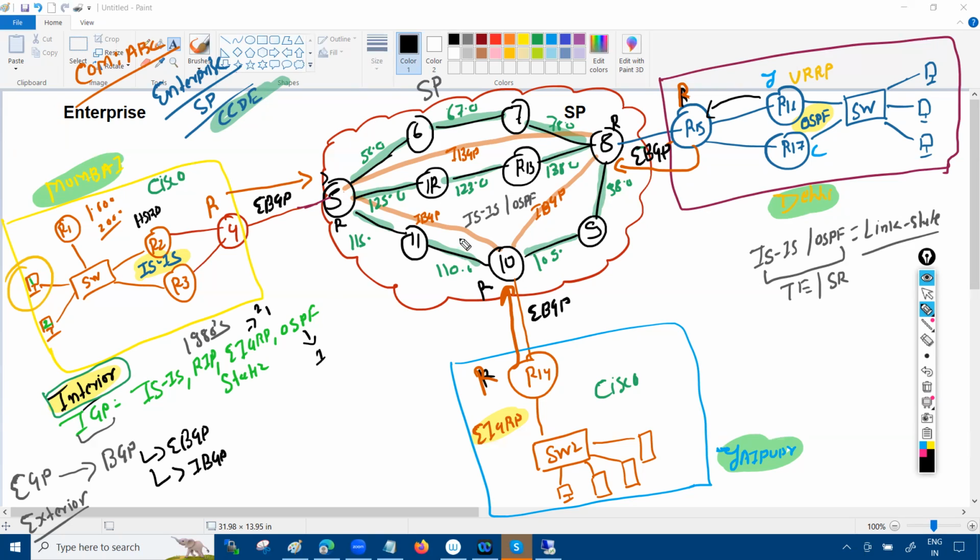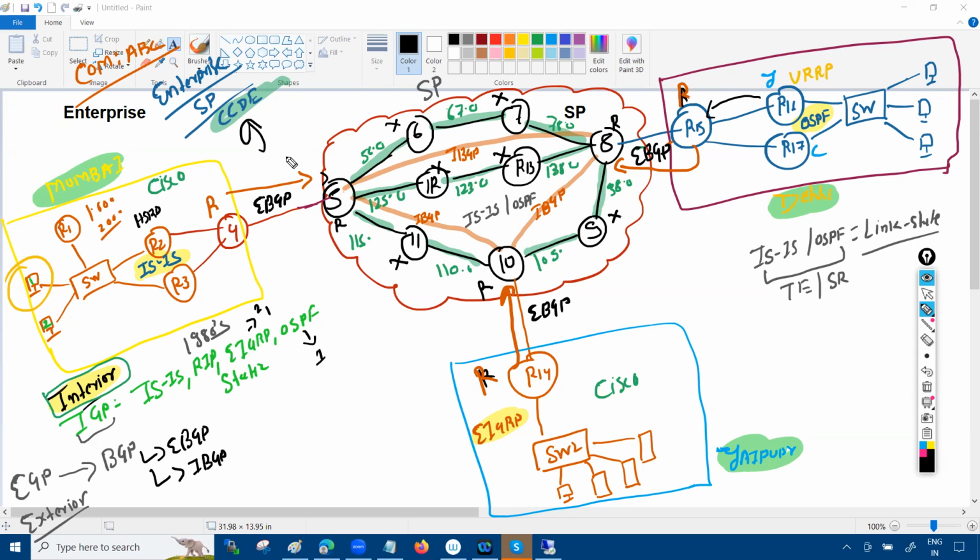So in that case, what happens? R6 is not going to maintain the customer route. R7 is not going to maintain the customer route. R11 is not going to maintain the customer route. R9 is not going to maintain the customer route. R12 is not going to maintain the customer route. And R13 is not going to maintain the customer route. Think about the CCD perspective, guys.